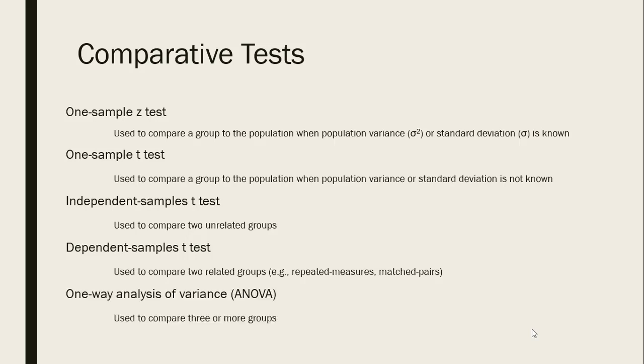And then the last comparative test is the one-way analysis of variance, or the one-way ANOVA. And here we're comparing 3 or more groups. In fact, you can actually compare 2 groups with the one-way ANOVA, but because we already have the independent samples t-test, we typically use that when we have 2 groups, and we use the one-way ANOVA when we have 3 or more groups.